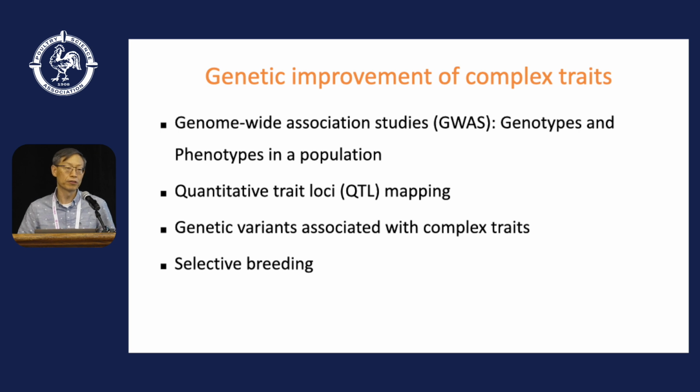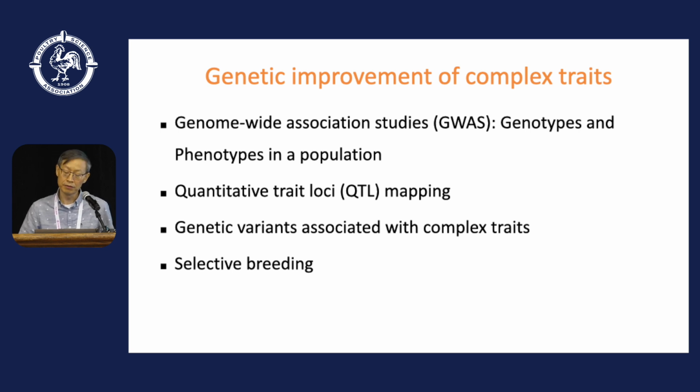My lab is primarily focused on the genetic improvement of complex traits in poultry. The people in the audience are probably familiar with genome-wide association analysis. Basically, you get the genotyping and the phenotyping in a population, and then you do the statistical analysis called quantitative trait loci mapping, and identify the genetic variants associated with the complex traits. Then you can do selective breeding and make genetic improvement for those complex traits.